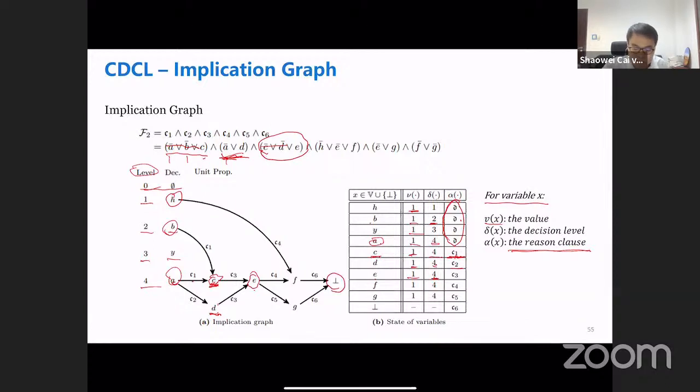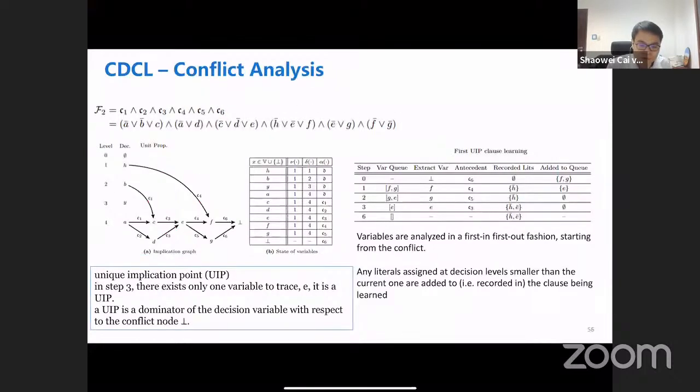Now after we get the conflict, we already have this data structure, this table. In the following, we are going to make use of this table to do the conflict analysis, to learn a clause and to do the backjumping. Okay, let's see how it works.